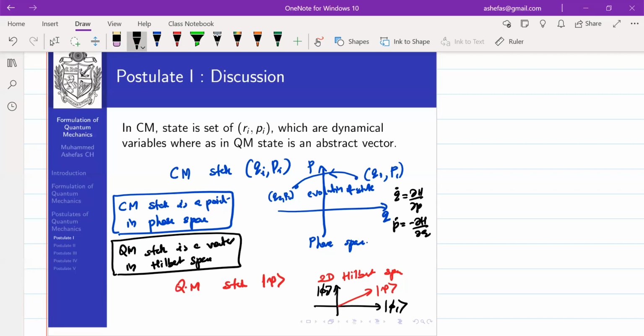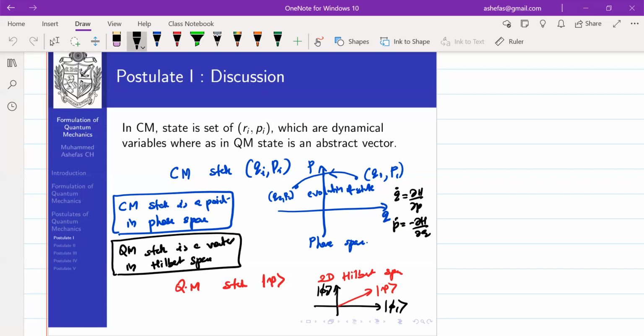Okay, in classical mechanics the state is represented by a point in the phase space, whereas in quantum mechanics the state is represented by a vector in the Hilbert space. Whether it is deterministic or not, we are not going to say at present; that we'll discuss later. That is, whether you are able to predict the future state of the system in quantum mechanics once you know the present state, we cannot answer now.